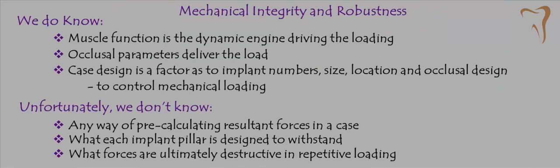So what do we know and what don't we know? Well, we do know that muscle function is a dynamic engine driving all this loading and all this function, whether it's function or parafunction, and it tends to work through what we've built. Occlusal parameters deliver the load in one form or another, and case design, how we place our implants and our locations, and getting even loading is very important to how much load we actually put on it.